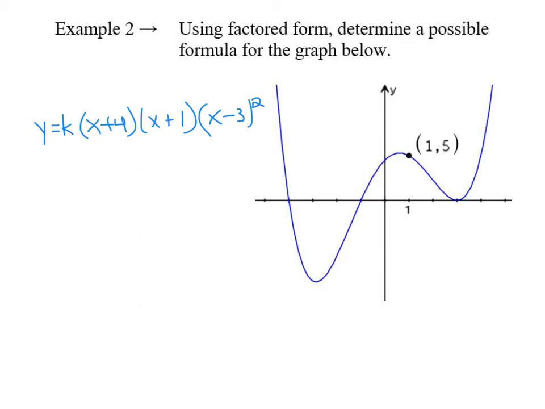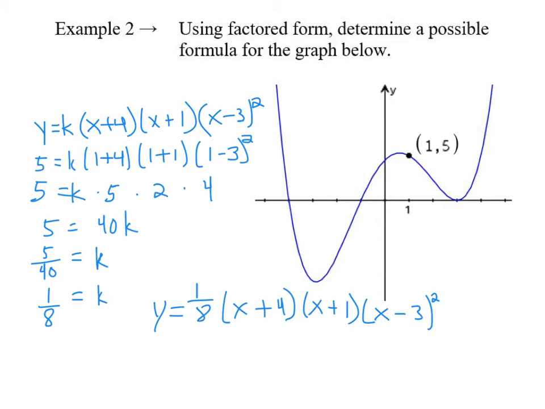All right, here's what I got. Forgot to point out earlier, but make sure you have a square on that (x minus 3) factor, right? Because it's just coming in and kissing it, but not going all the way through. And once we plug in our 1 and our 5, we're going to end up with 40k times 5, right? Because this ends up being 4, not negative 2. We got negative 2 squared, which is positive 4. And so we end up with 1/8 for k. And there is a formula that fits all the information we have on this graph.